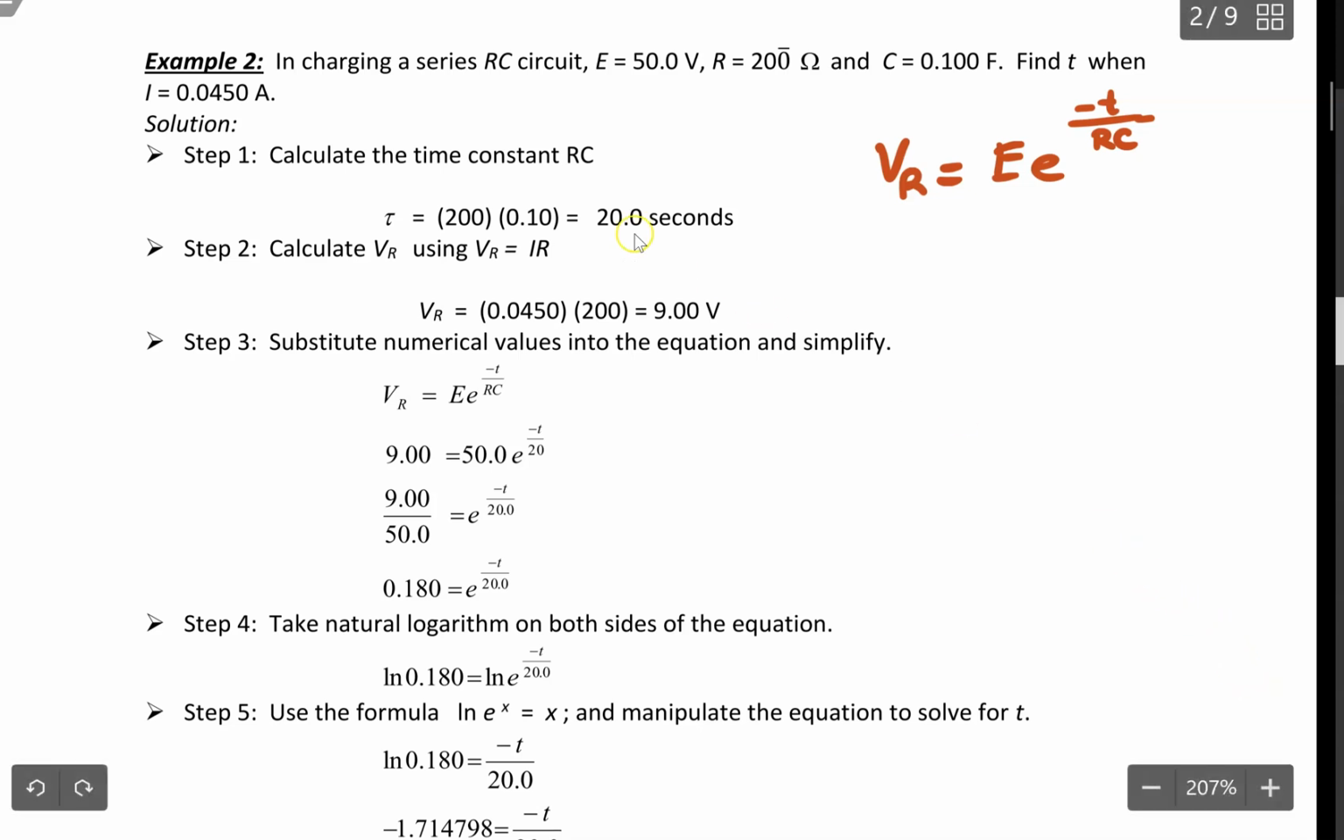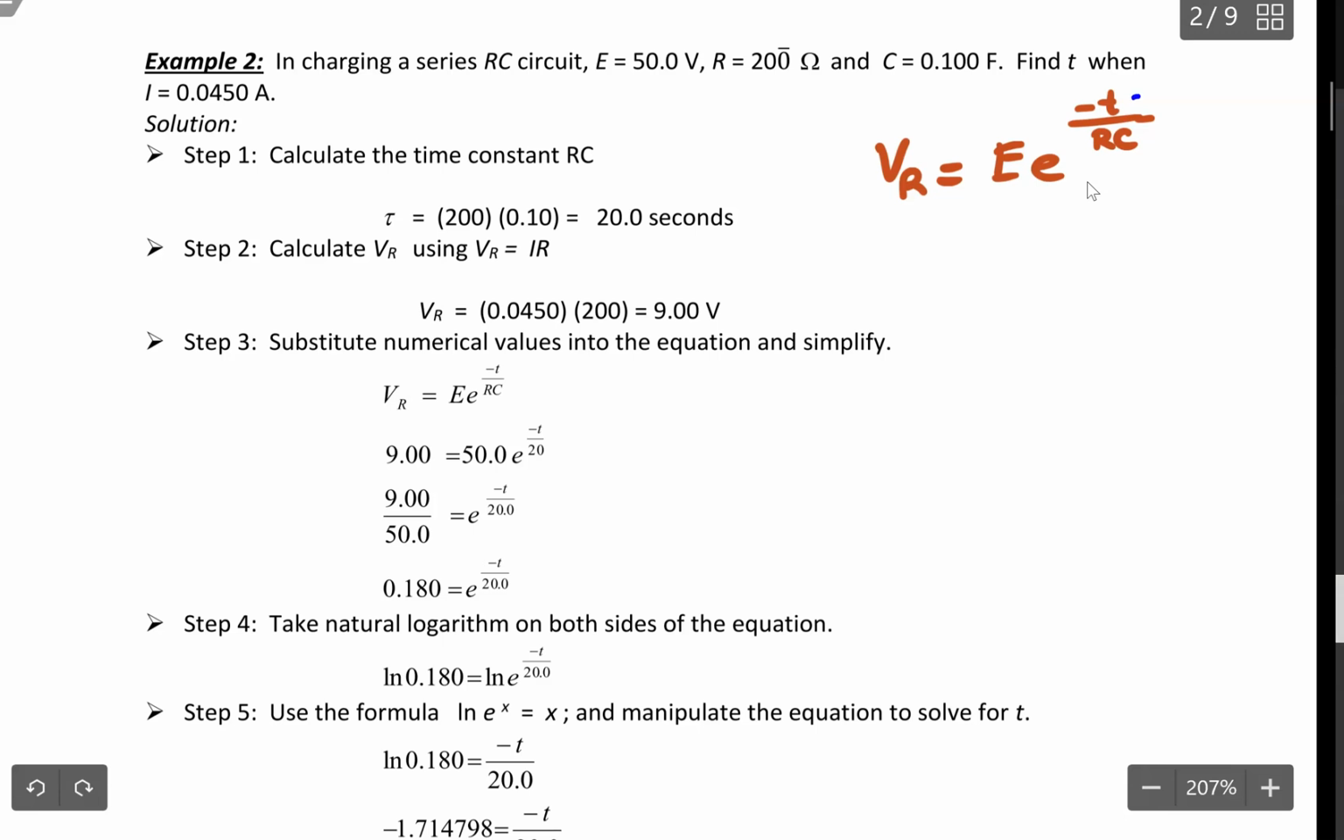Okay, so this question asks me to, in charging a series RC circuit, E is given as 50, resistor as 200 ohm, capacitor is 0.1 farad, find t when I is equal to 0.45 amps. So I'm given a current in this case, okay? So I need to find the time.